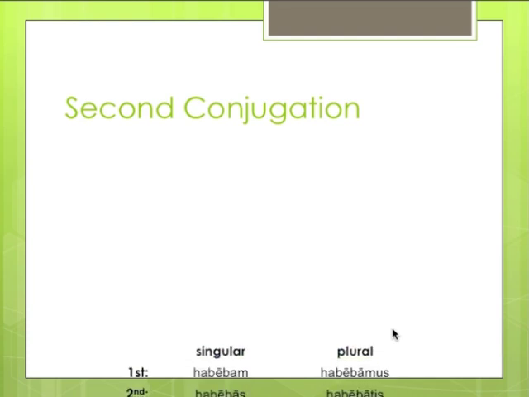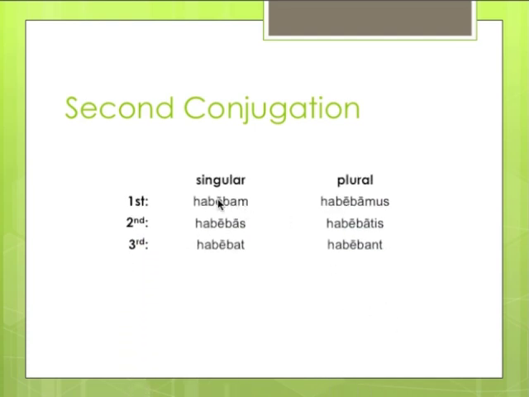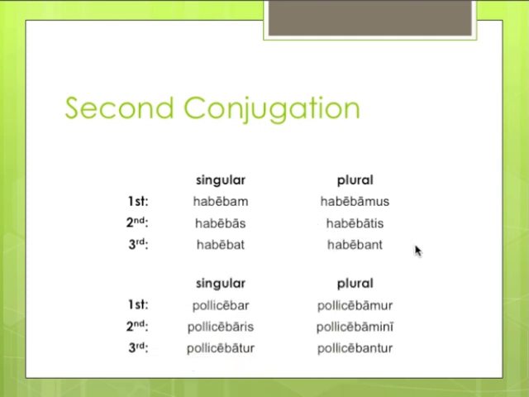Here's the second conjugation. For non-deponent verbs, it is habebam, habebas, habebat, habebamus, habebatis, habebant. For second conjugation deponent verbs, it's like this. Pollicebar, pollicebaris, pollicebatur, pollicebamur, pollicebamini, pollicebantur.